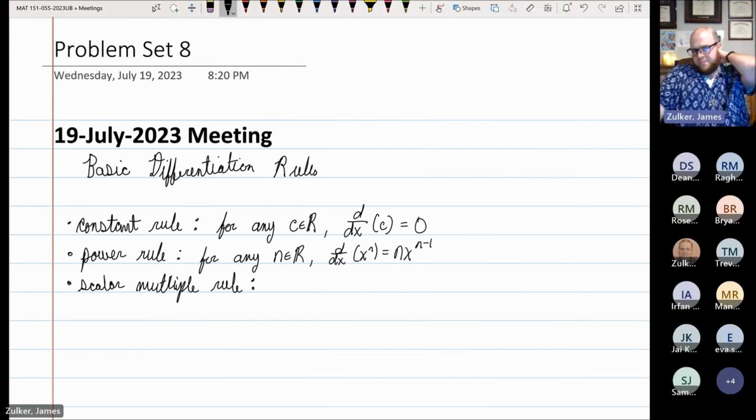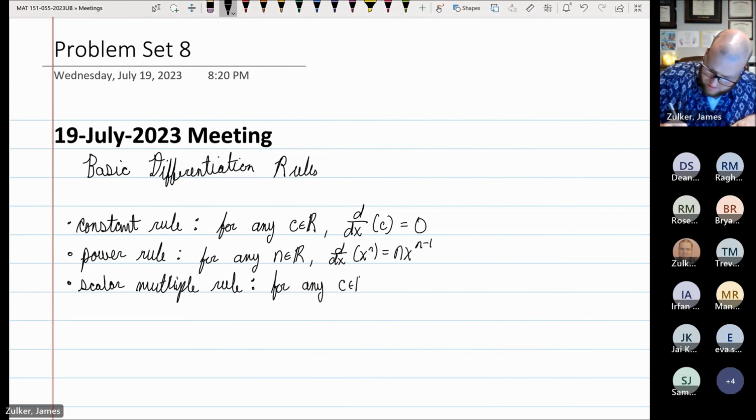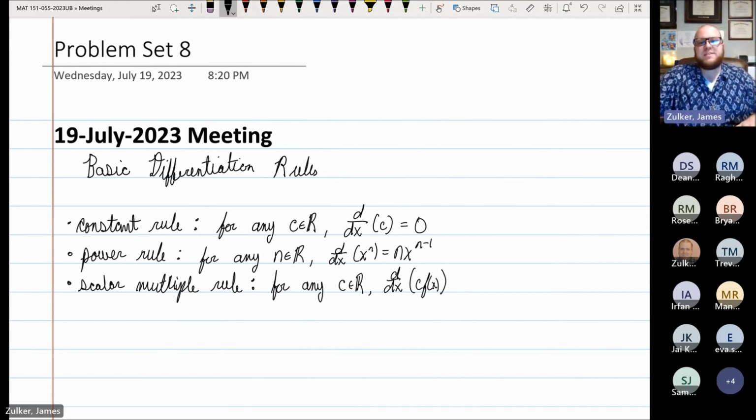Scalar multiple rule. For any real number C, the derivative of C times f of x is equal to C times the derivative of f.